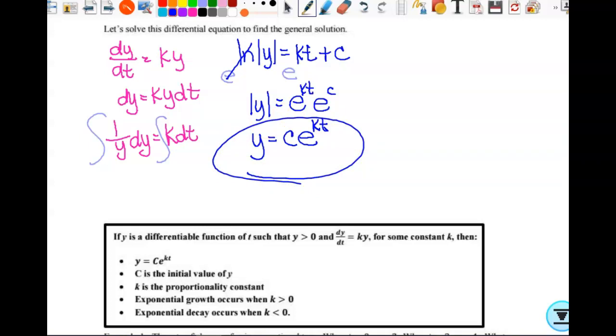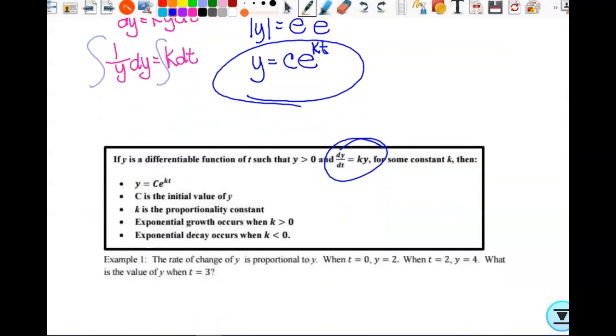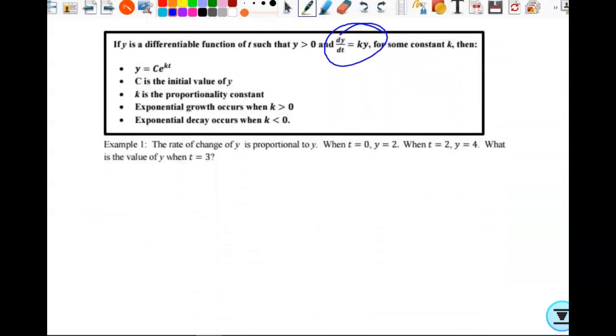So this is where it goes on to say, if y is a differentiable function such that dy dt, the rate of change, is proportional to the value of y, then every time you integrate it, this is what you're going to get, what we just got, right? C is the initial value of y. Think about that. If it's the initial value, that means time is 0. So the initial value means t equals 0. So that means y is equal to c times e to the k times 0, right? I just put 0 in for t. That's all I did. Time is 0.